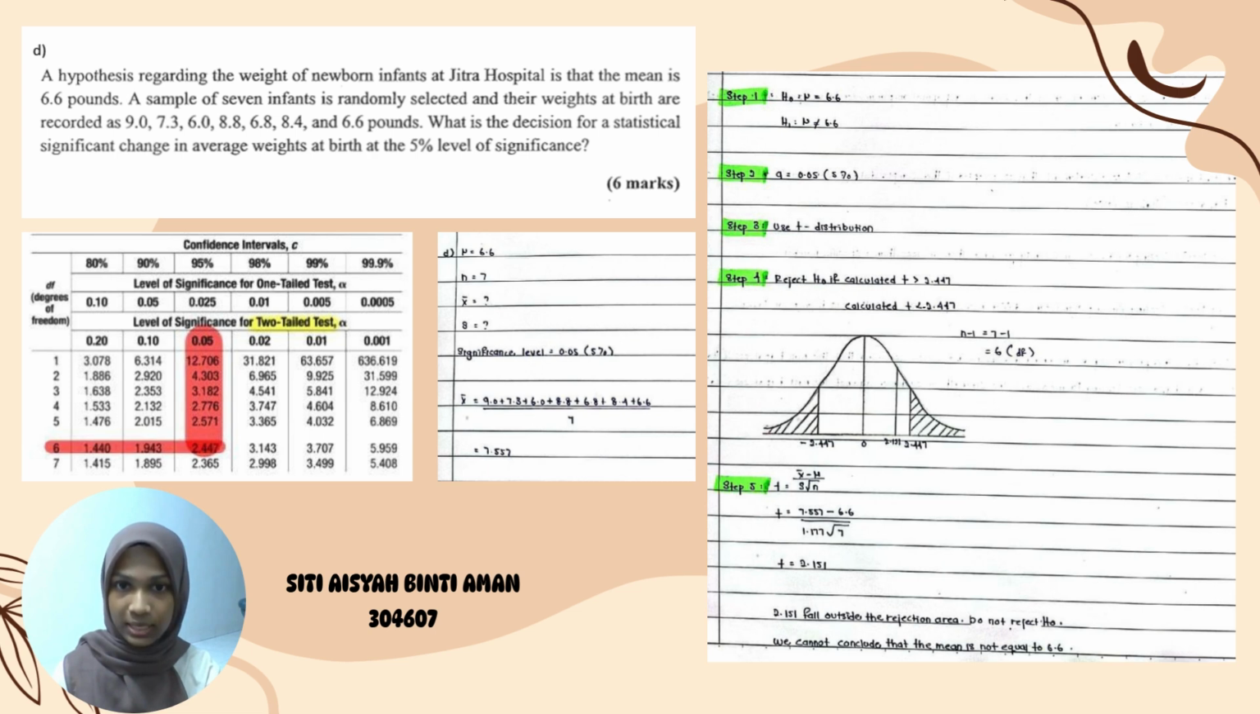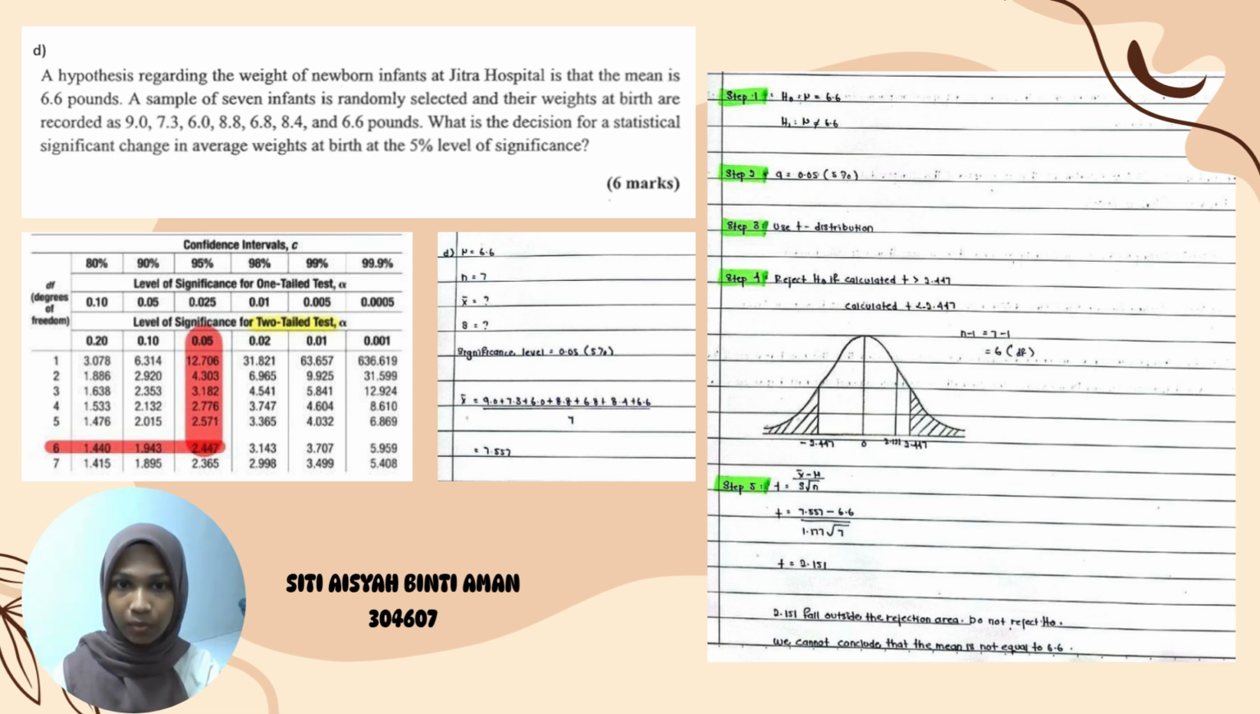Step 3. Select the test statistic. We use the t-distribution. Step 4. Formulate the decision rule. We find the t-critical value from the t-distribution table with degree of freedom equal to 6. At the 5% significance level for a two-tailed test, the critical values are positive 2.447 and negative 2.447. So we will reject the null hypothesis if the calculated t is greater than positive 2.447 or less than negative 2.447.